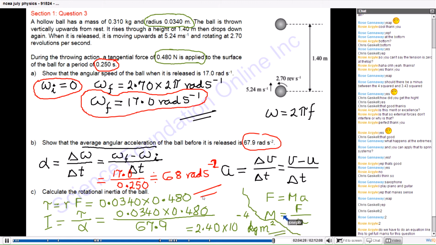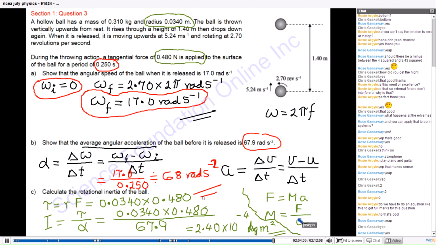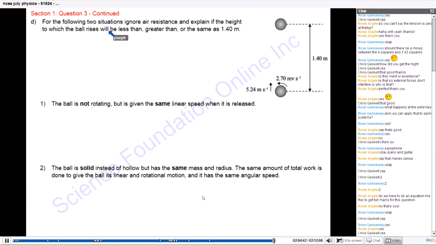I'm using I equals tau on alpha in the same way as we use M is equal to F over A. For the following two situations, ignore air resistance and explain if the height to which the ball rises will be less than, greater than, or the same as 1.40. The ball is not rotating, but is given the same linear speed when it is released. Here the height will be the same.